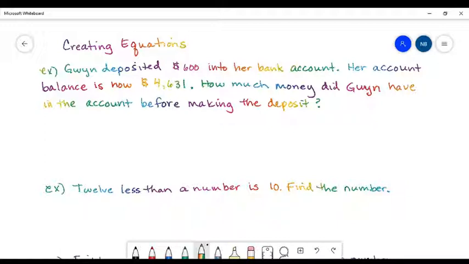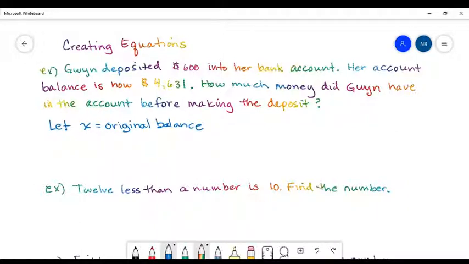Gwen deposited $600 into her bank account. Her account balance is now $4,631. How much money did Gwen have in the account before making the deposit? All right, $600 went in, so she's increasing her balance. It's now $4,631. Let's let X equal the original account balance. The balance is the amount of money in a bank account. So X is the original balance.